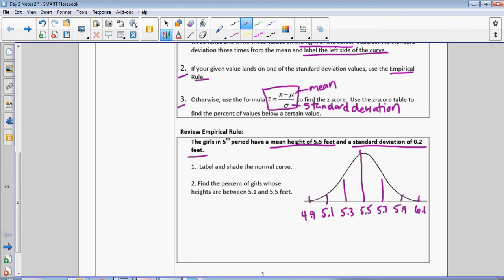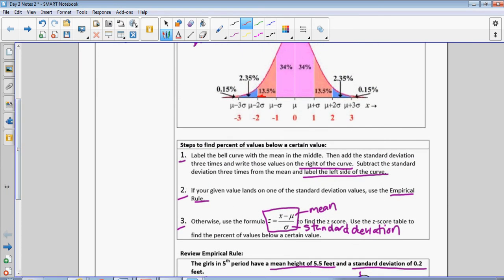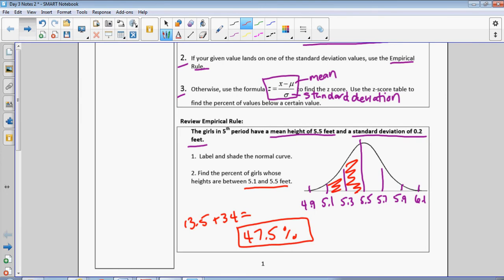And next, it says to shade the values between 5.1 and 5.5 feet. So I can see I have this section and this section. And if I look back at my empirical rule, that means I'll be adding 13.5% and 34%. So 13.5% plus 34% is going to give me 47.5% of the girls between those two heights. And that was pretty quick, so let's go straight to the next page.